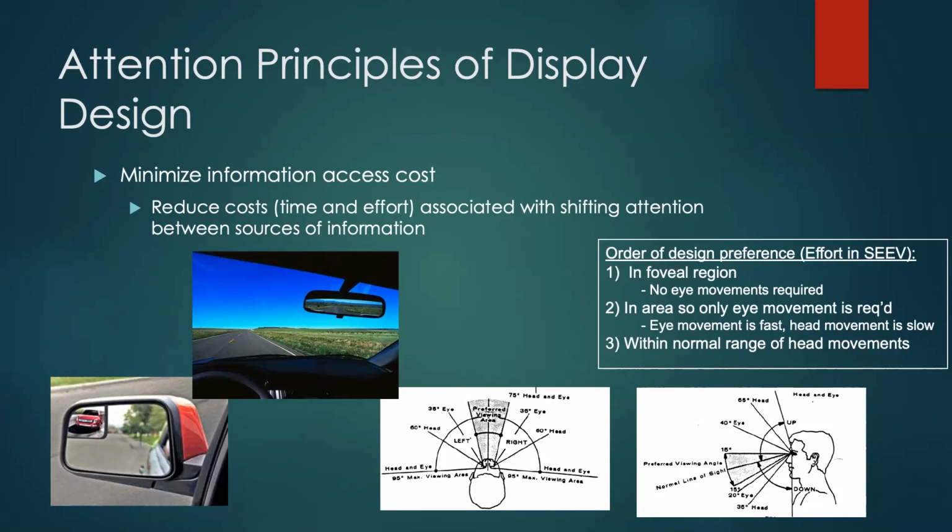You're also making it faster that way, right? Eye saccades, or eye movements, are taking place in terms of milliseconds. Head movements, you're starting to get into potentially the realm of seconds. And if you can't do that, then put it in an area for normal head movements, right?